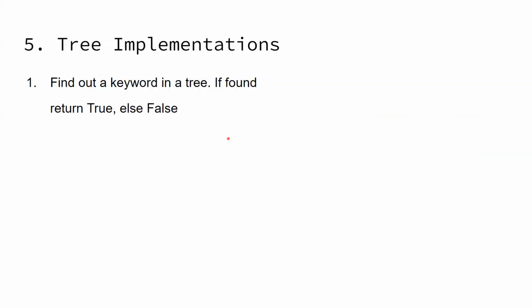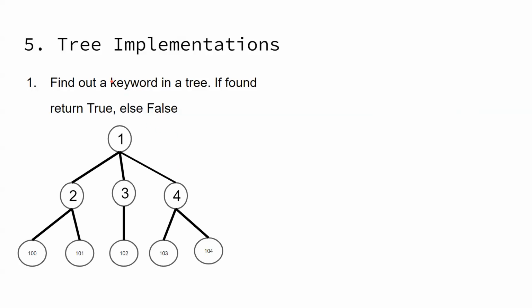So okay, we now have to try on our own to do tree implementation, like how to code with trees. We have two examples and then a practice. The first thing is to find out the keyword in the tree. If you find the keyword, you return true, or else you return false. Suppose I want to find 103 and want to find 105. One exists in the tree, one does not.